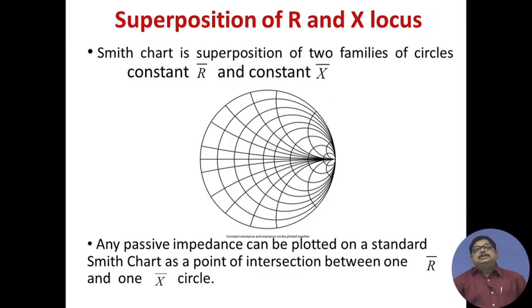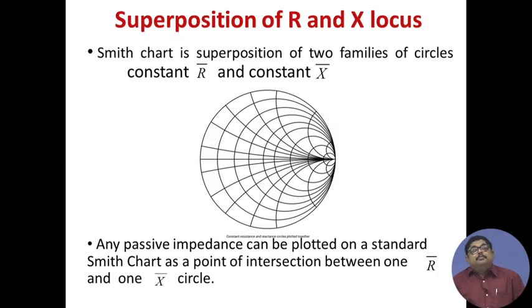Now, the Smith chart is a superposition of both these r bar and x bar loci. So, the Smith chart is a superposition of two families of circles. Any passive impedance can be plotted on a standard Smith chart as a point of intersection between one fixed r circle and one fixed x circle. Two circles: some are full circles inside the Smith chart, some are arcs. One family is full circles, another family is arcs. So, there will always be a meeting point, that is the impedance.